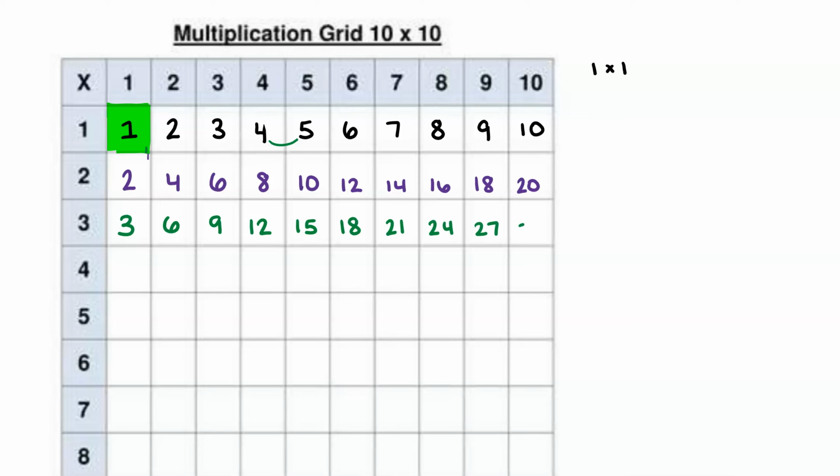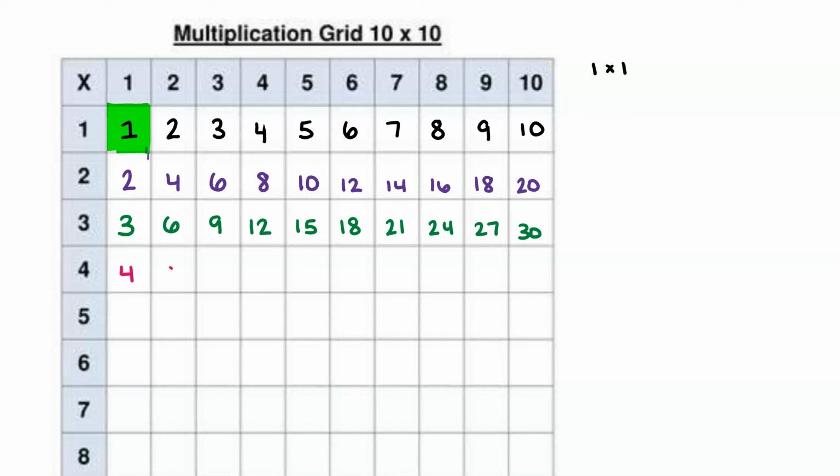And 3 rows with 10 would make 30. So now, what's the pattern in this row? Right? I'm multiplying by 3, and each time I'm adding 3 more. Let's try with 4s. 4 times 1 is 4.